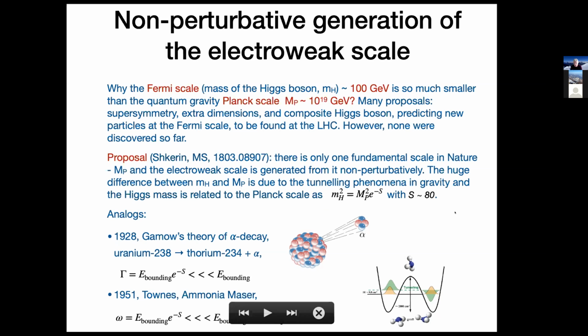This is actually a kind of natural idea. If you write the Higgs mass in this form, mh squared is equal to m Planck square exponential minus s, and this number s is about 80, not a very large number, then you get the required hierarchy. And we know in nature quite a number of different realizations of this.